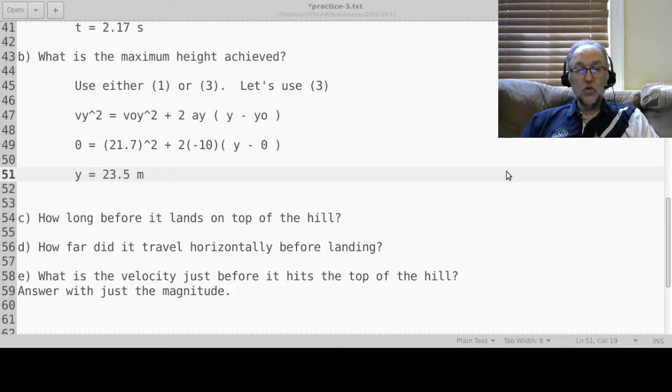This happens a lot. Usually the first question that you answer, there's only one equation that'll solve it. But then once that happens, they unravel because these equations are all interrelated. And so what we have here is use either 1 or 3.